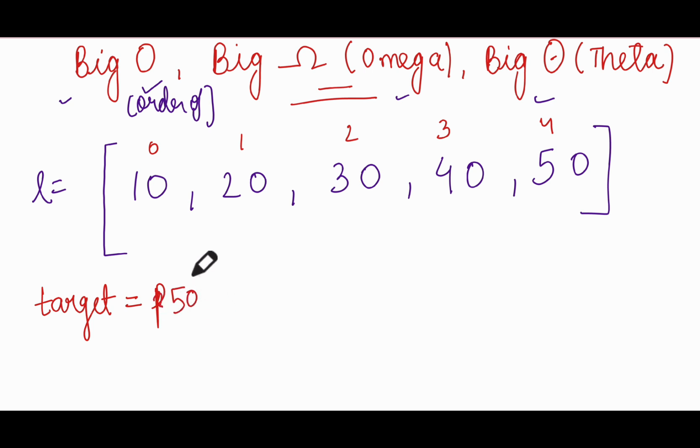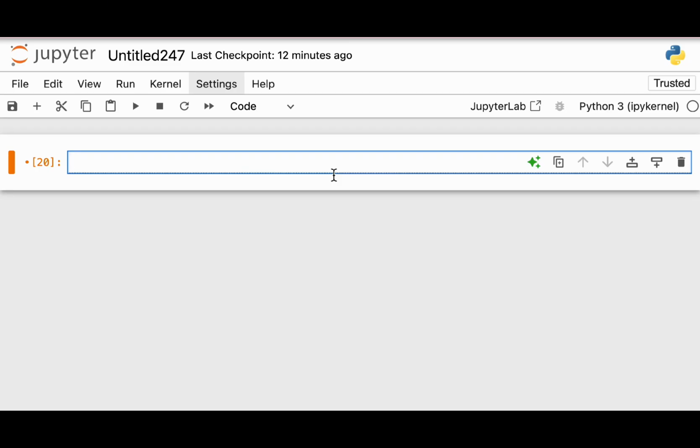So what will you do? Let's write down a code for this. Let us try to understand this through a code. For example, let's say we have this list which we discussed: list is equal to 10, 20, 30, 40, and 50.